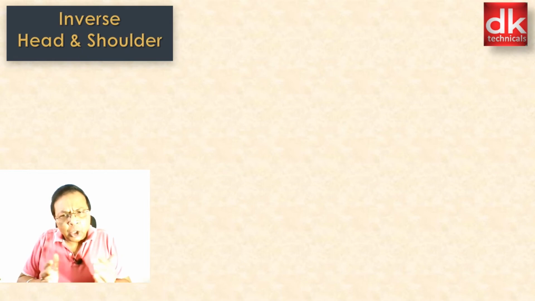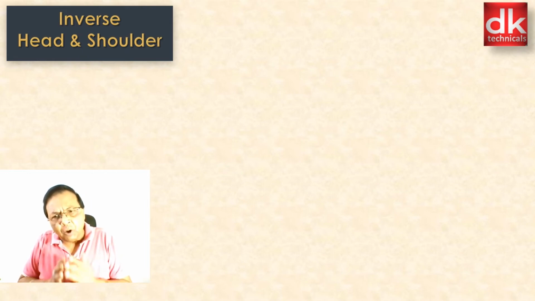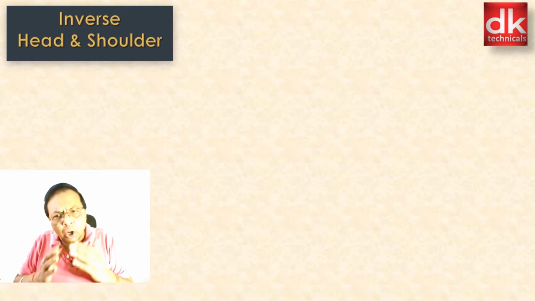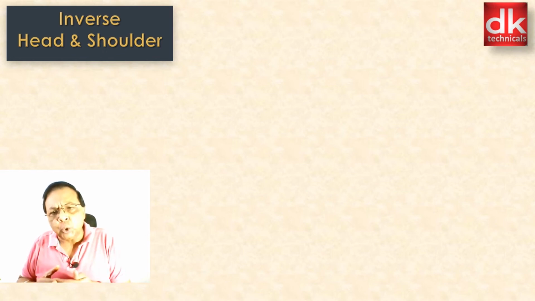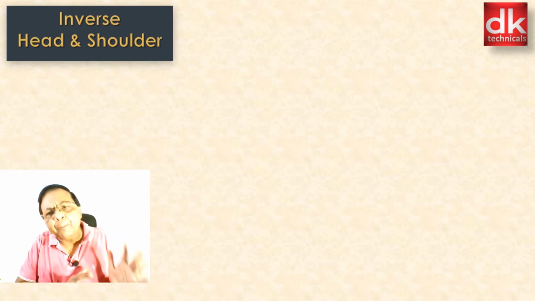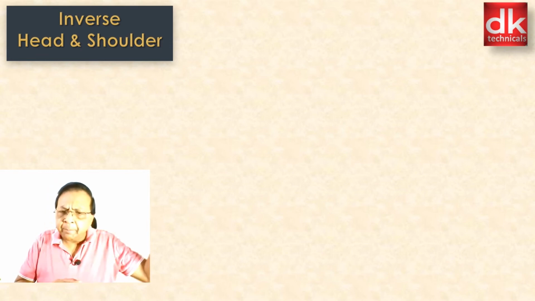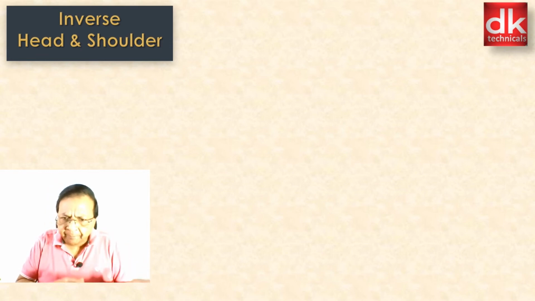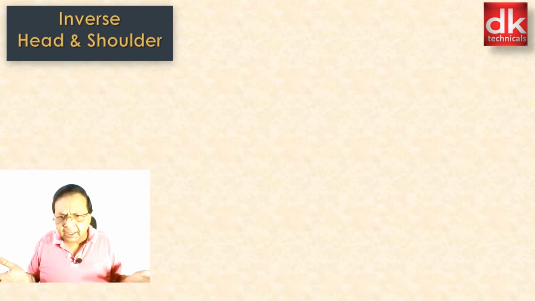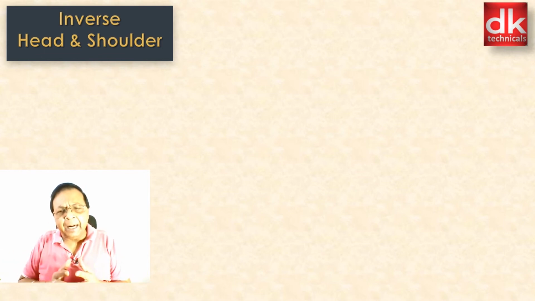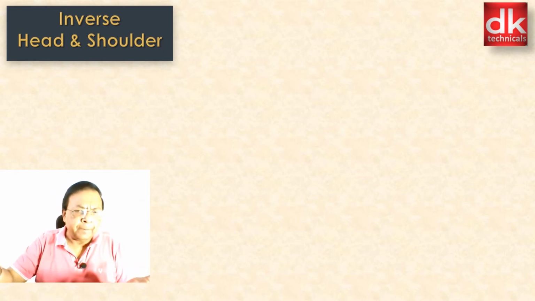So friends, now we have understood the concept of head and shoulder. So now we take up inverse head and shoulder, which is nothing but the opposite of head and shoulder. Because in this case, the market originally was in a downtrend, then an accumulation phase appears, and then this kind of pattern appears, which indicates that the market is changing trend from down to up.